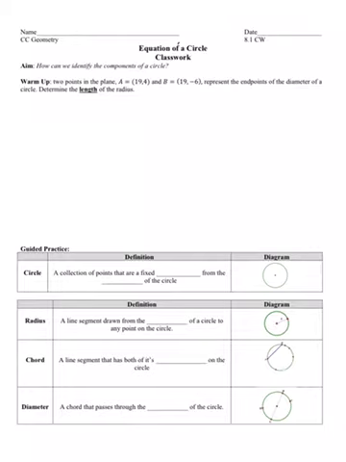All right, so the warm-up: 2 points on the plane, A equals (19, 4) and B equals (19, -6), represent the endpoints of the diameter of a circle. What we want to do here is find the length of the radius of the circle.